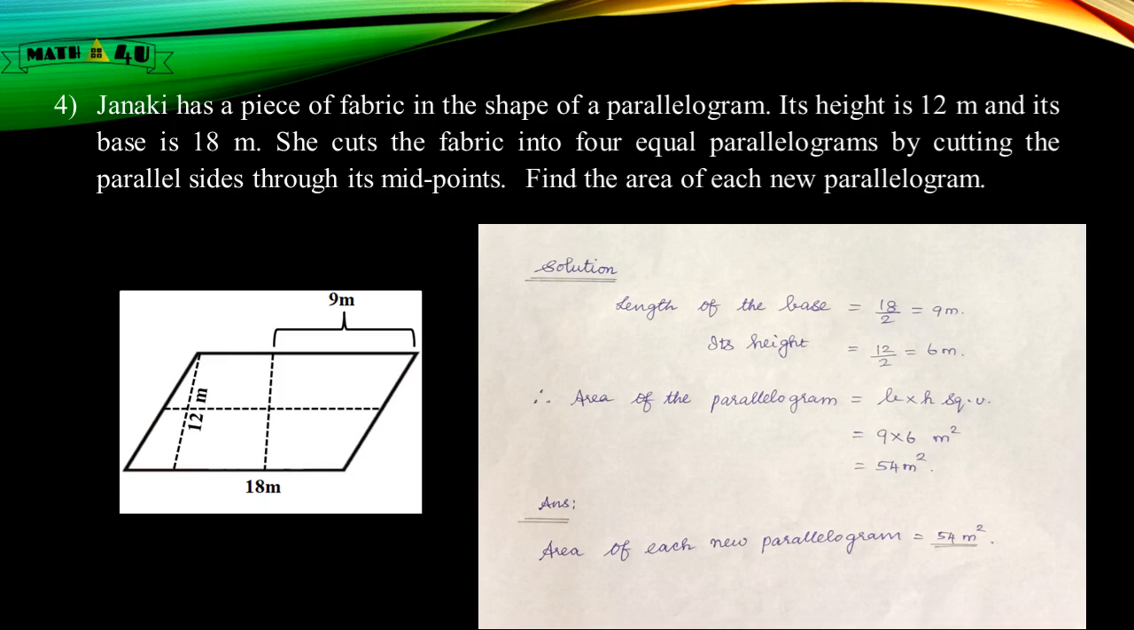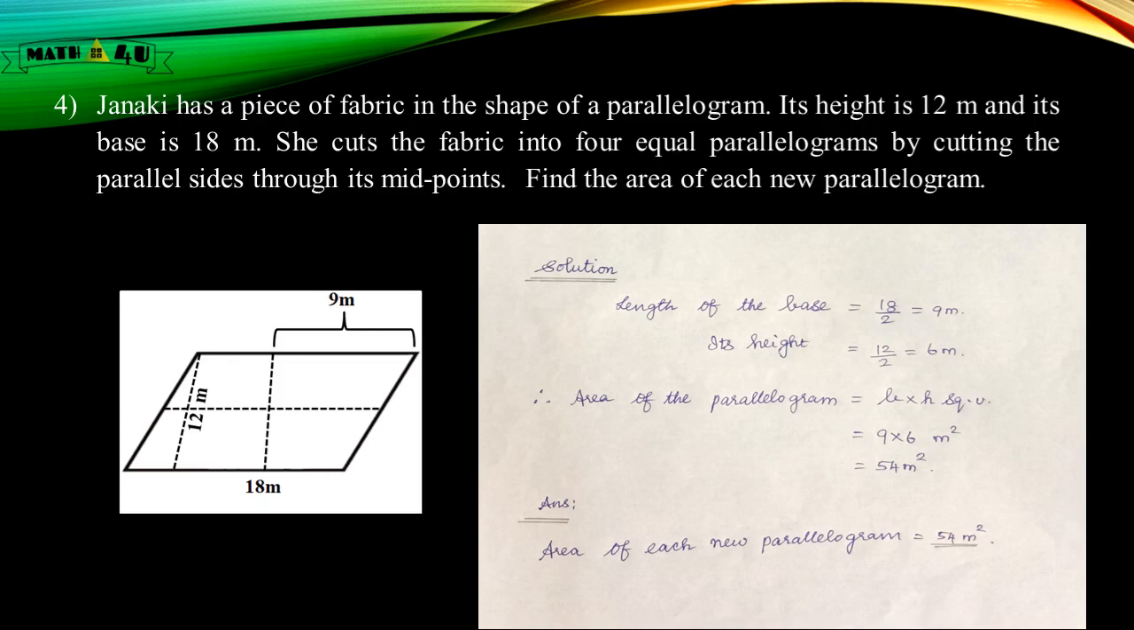The base of the big parallelogram is equal to 18 meter. This is divided into 2 parts. So, base of the new parallelogram will be equal to 18 divided by 2, that is equal to 9 meter. Its height is equal to 12 divided by 2, that is equal to 6 meter. Therefore, area of the parallelogram is equal to base into height square units, that is equal to 9 into 6 meter square, which is equal to 54 meter square.